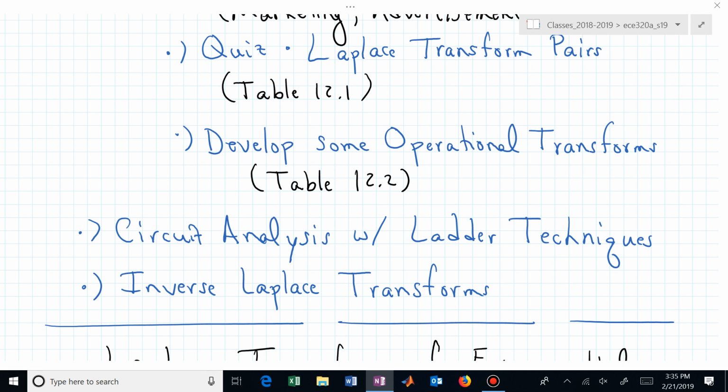We'll then start looking at how we go back and forth, or how we find time domain waveforms associated with particular transform expressions. That's the inverse. How do we go from the living room back into the kitchen? If we were in the frequency domain, how do we get back into the time domain? That's inverse Laplace transforms.